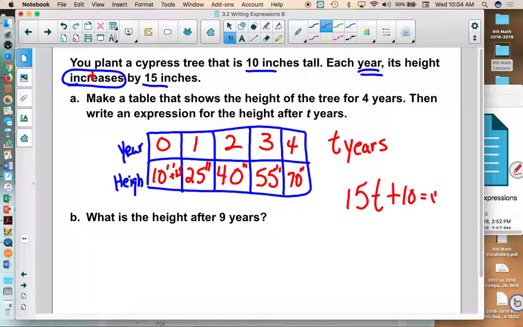Because at the beginning it is 10. And then you take it times 10 plus 15 would equal what it is in 1 year. And then you take that 15 times t, and then you add that. You're absolutely right. Remember when we talked about expressions and we said this is what we call the constant?